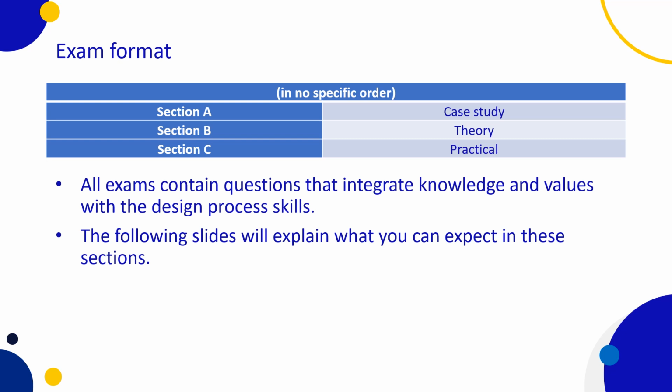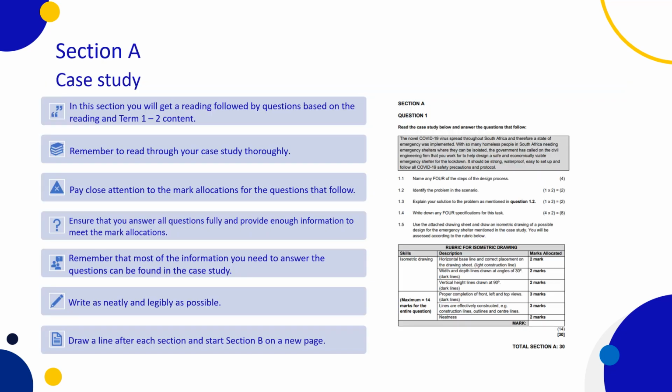Let's take a closer look at Section A, which is usually your case study in the June exam. As you can see on your screen, there is an example of what a typical Section A question could look like. So that is your case study, followed by questions based on the reading. In this section, you will get a reading followed by questions based on the reading and Term 1 and Term 2 content. Remember to read through your case study thoroughly. Read it more than once if you do have enough time to do so.